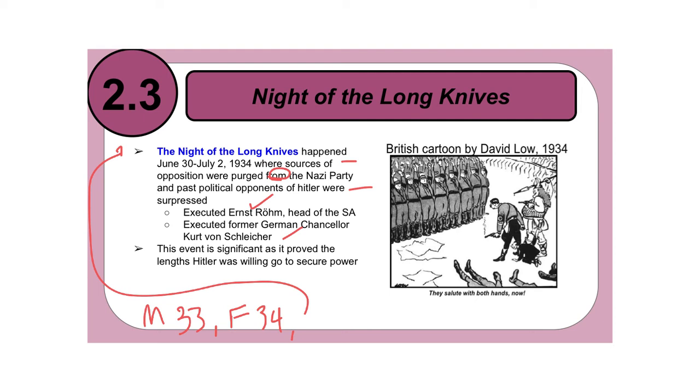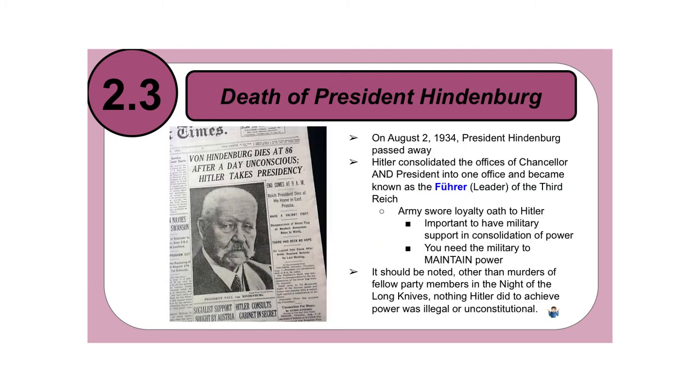And so this event proved to the German people the lengths that Hitler would go to secure power. Because if he's willing to turn on his own people, then he's willing to turn on the German people as well. And so this showed the German people that he meant business. And of course, here's a British cartoon that kind of illustrates that. They salute with both hands now. Just kind of look at that. It's kind of trying to make light of something that was very, very serious.